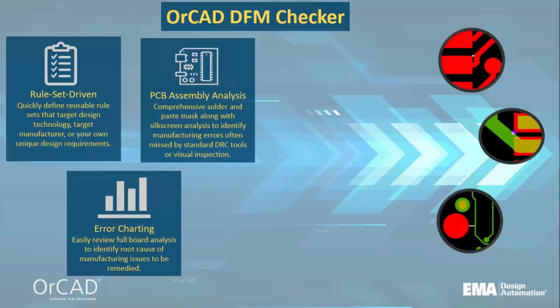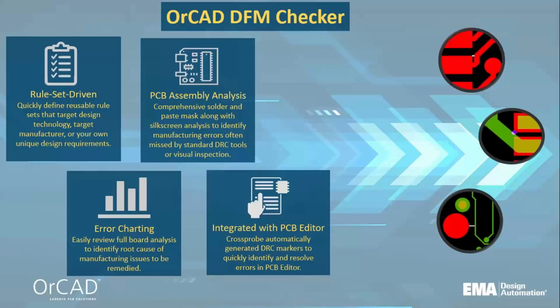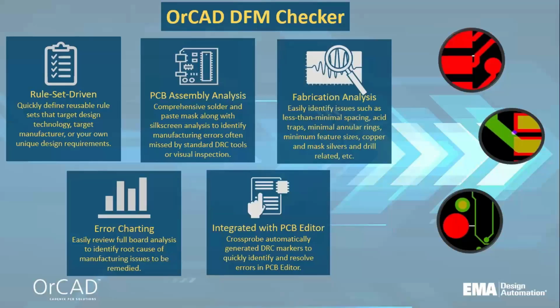We've got a PCB assembly analysis tool to be able to check your solder and your paste mask and your silk screens to identify manufacturing problems. It's integrated with the PCB editor so that when we find those errors, we can go straight to where they are in the design tool. And the fabrication analysis makes it easy to identify issues such as acid traps, annular ring problems, slivers, double drills. So it's nice that we have this tool available with the OrCAD layout tools.